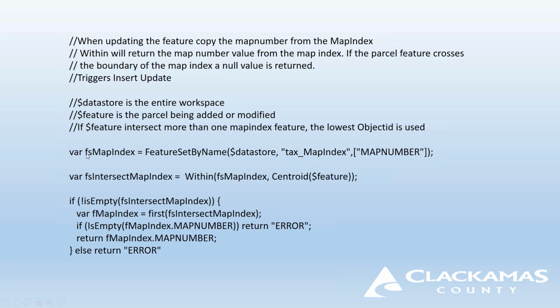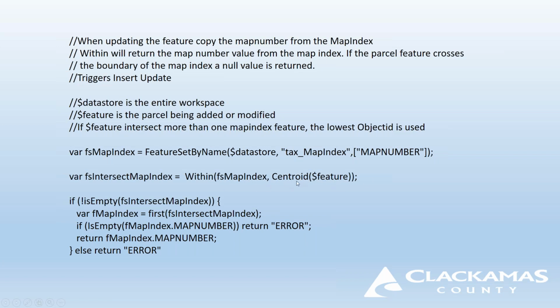And then we go down, I'm setting my feature class map index. So you just do feature set by name, data store, the name of the feature class. And then in here, we put in all the attributes we want to bring across. In this case, I'm just bringing the map number across. And now I'm doing the intersect. So I'm going out and I'm basically creating an array where I say, okay, I want my feature to be within this feature class, and I'm going to use a centroid of the feature.